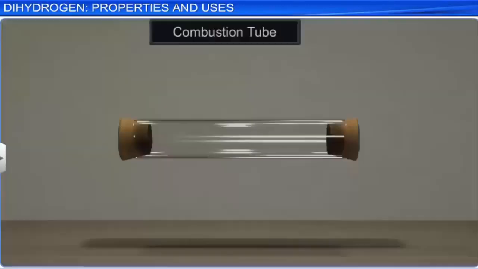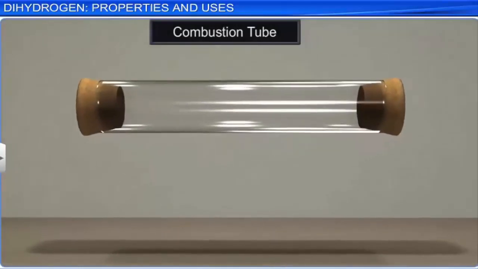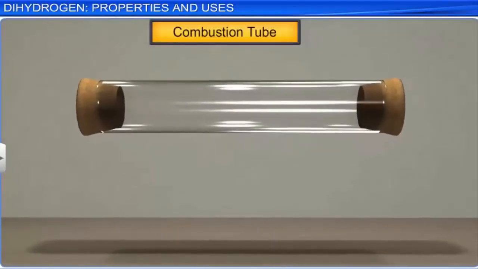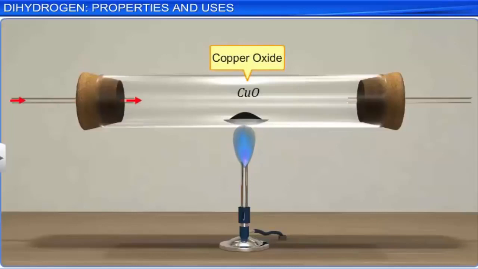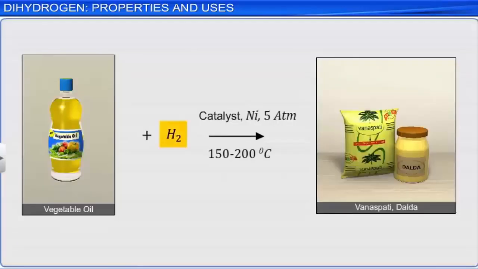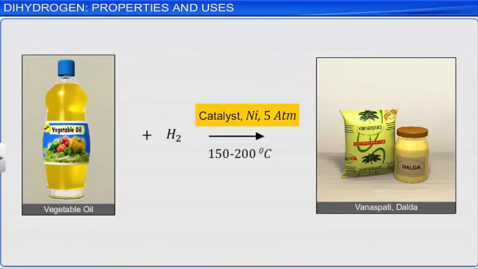The metal oxides are strongly heated in a combustion tube. When hydrogen is passed through the tube, the metallic oxides get reduced into their respective metals. Dihydrogen reacts with vegetable oils in the presence of finely divided nickel as a catalyst to give hydrogenated products such as edible fats.